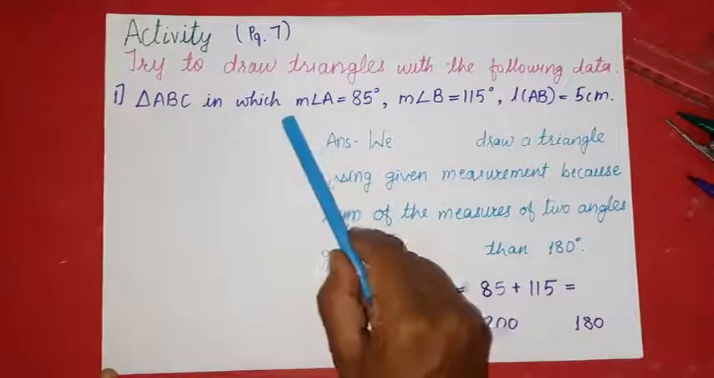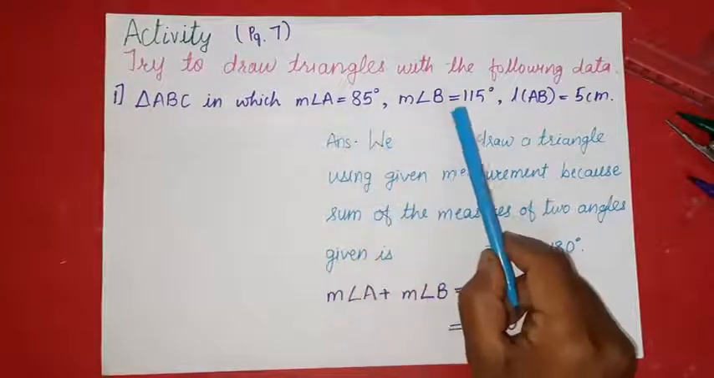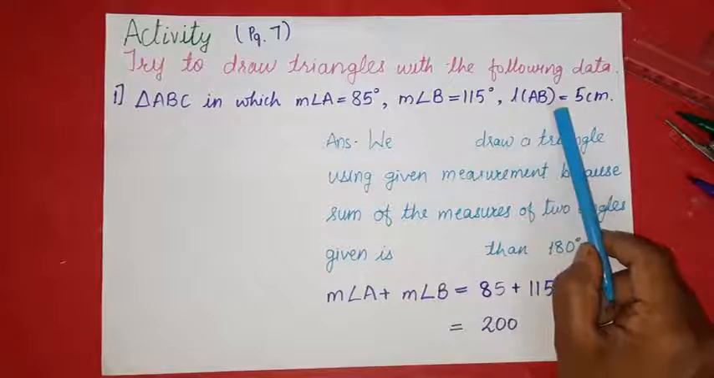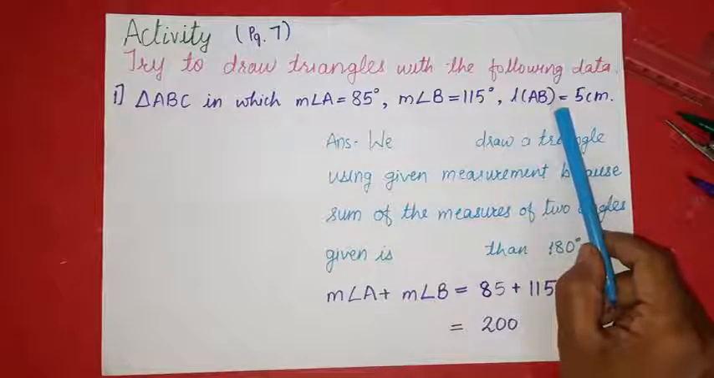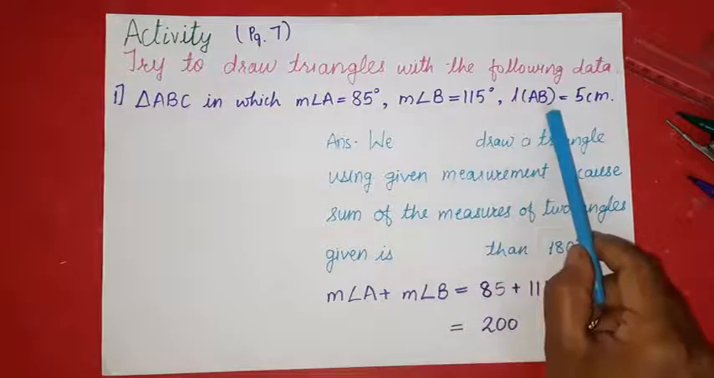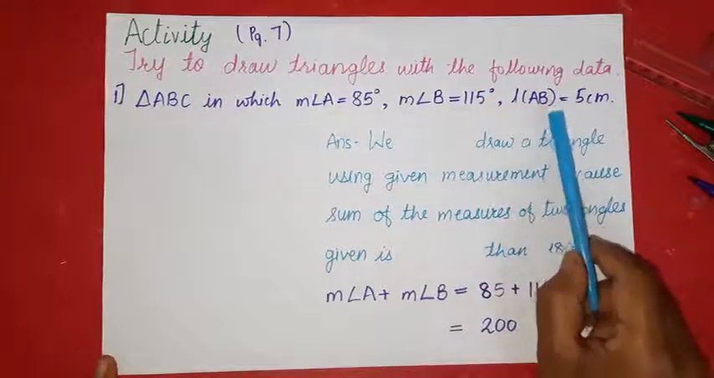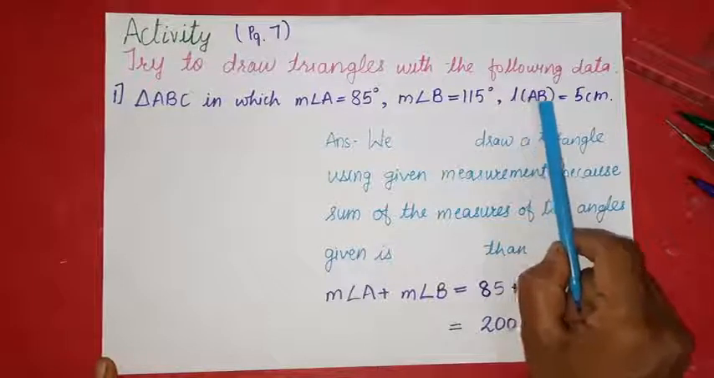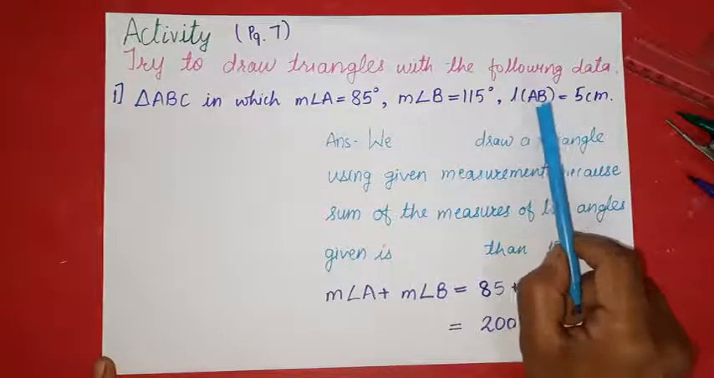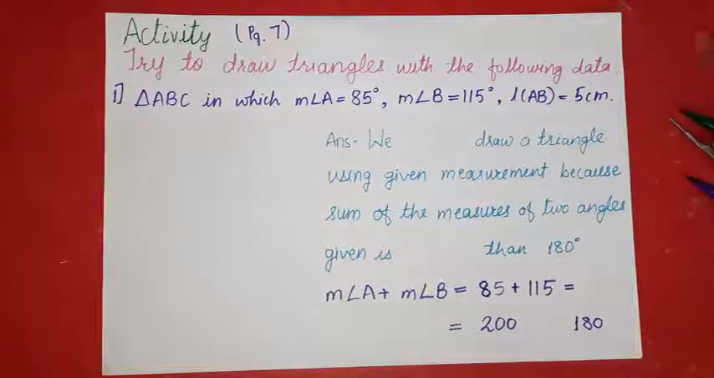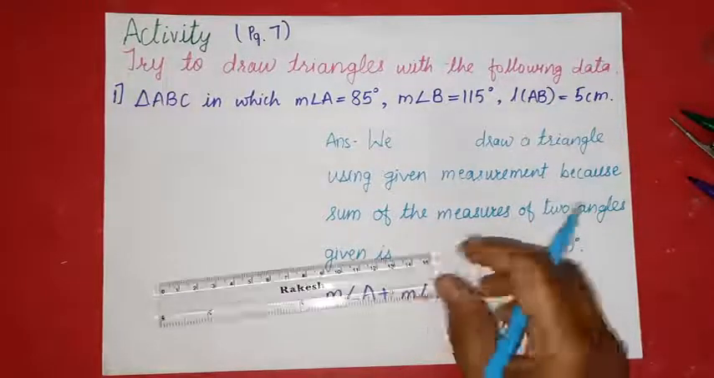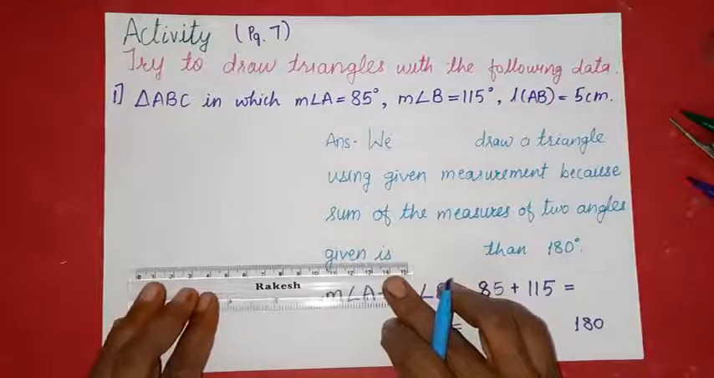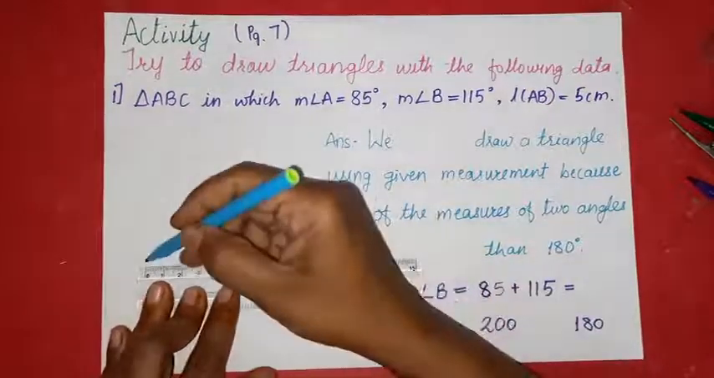Triangle ABC in which measure of angle A is 85 degrees, measure of angle B is 115 degrees and length AB is 5 centimeter. That is, you have to construct the triangle given two angles and the included side. Here, if you see, the angles formed at the endpoints of the segment AB are given. So first we will draw segment AB of length 5 centimeter. So children, take your ruler and draw a segment of 5 centimeter.